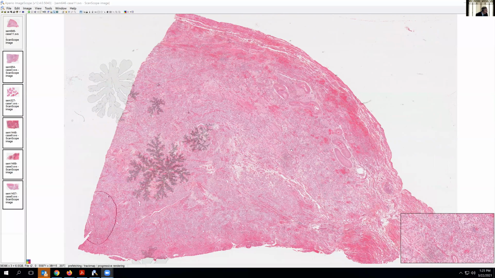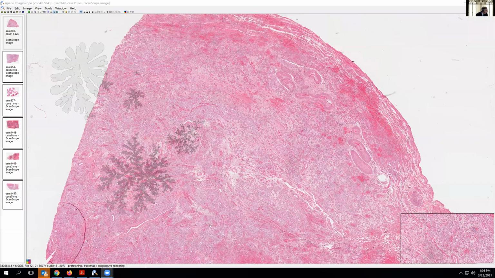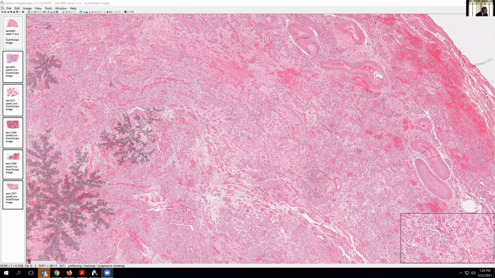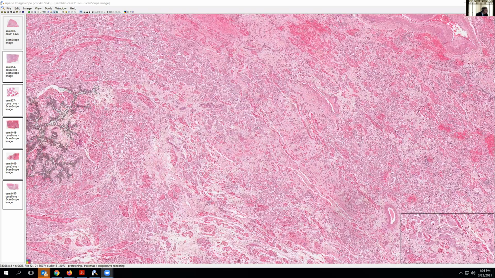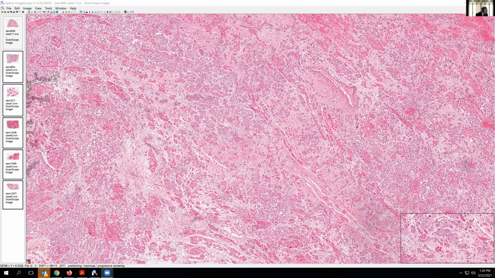So as we come into higher magnification on this, notice we have sort of a diffuse pattern, and we sort of have some level of infiltration through and destruction of the myometrium.